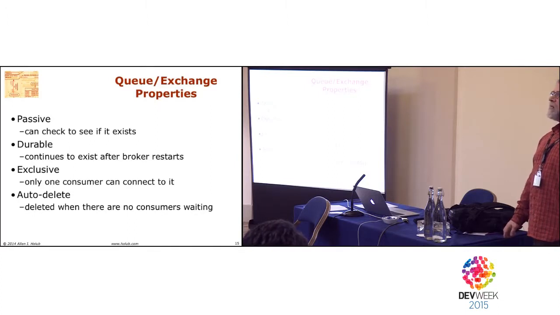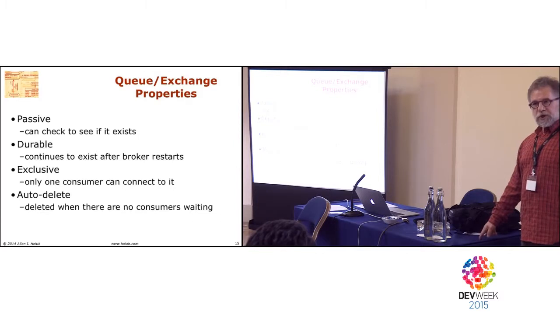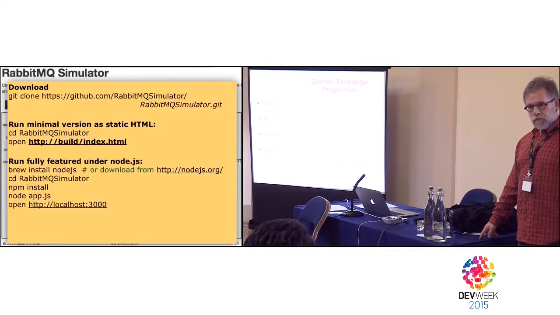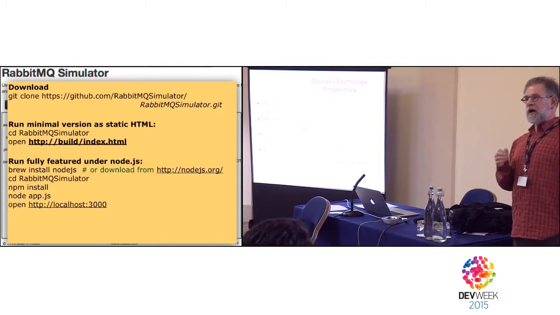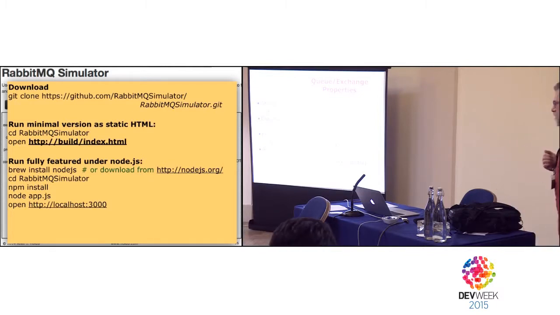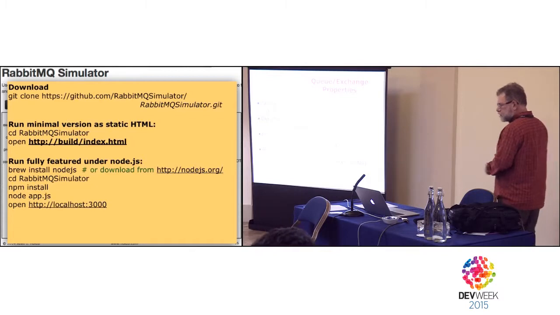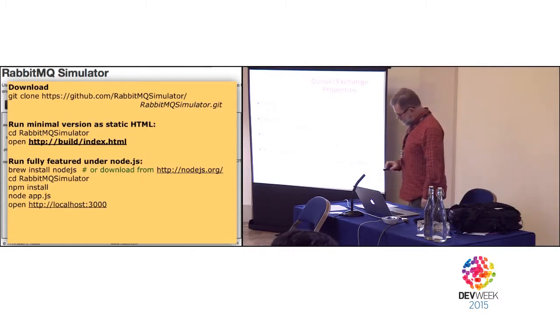What's hard to learn in Rabbit is the messaging topology: how to set up the queues and the exchanges so that they do what you need to do. So I want to focus on topology for the next few minutes. And if we have time, I'll go on to some code, but I want to just focus on topology. So I'm going to do that using a simulator.